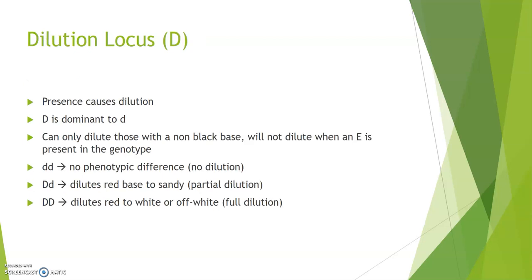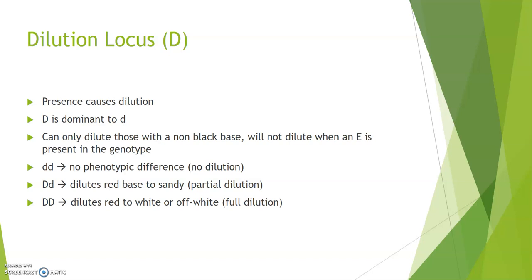Okay, so this next locus is the dilution locus. Just like simple problems that we've done before, our big D is dominant to the little d. These are only going to be able to act on E super P or little e, okay? Just like I talked about in the previous slide. So like it says here, it can only dilute those non-black bases, and it will not dilute when an E is present in the genotype.